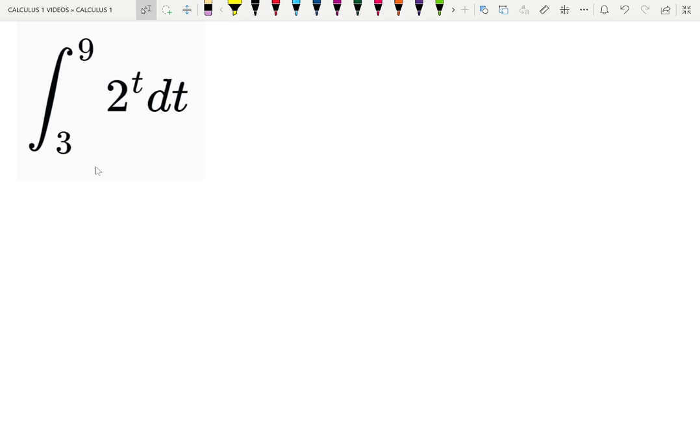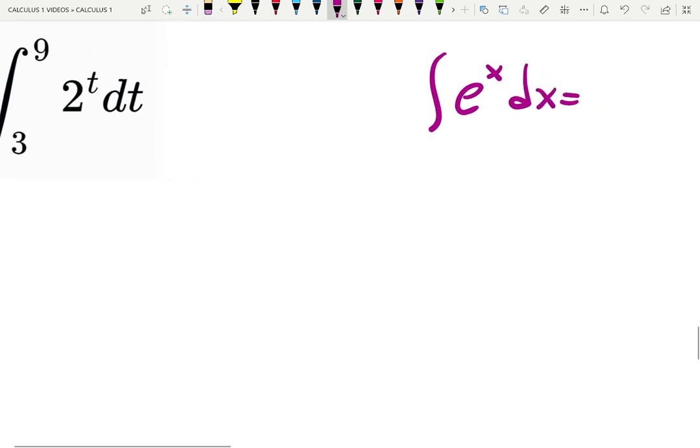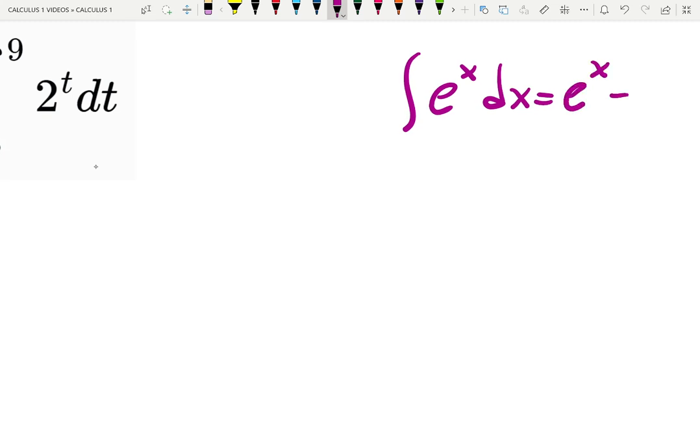Let's integrate the function 2 to the t dt from 3 to 9. Well, I need to know the formulas of integration of exponential functions. I remember that the integral of e to the x is the best one. It just gives me e to the x, and of course plus c.